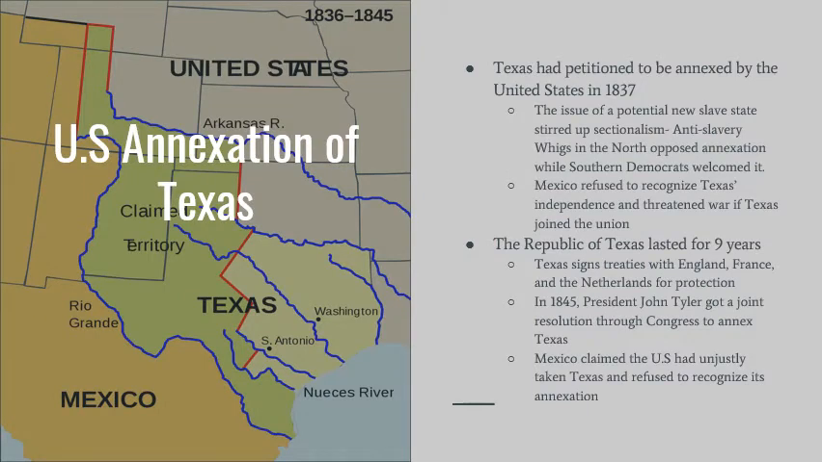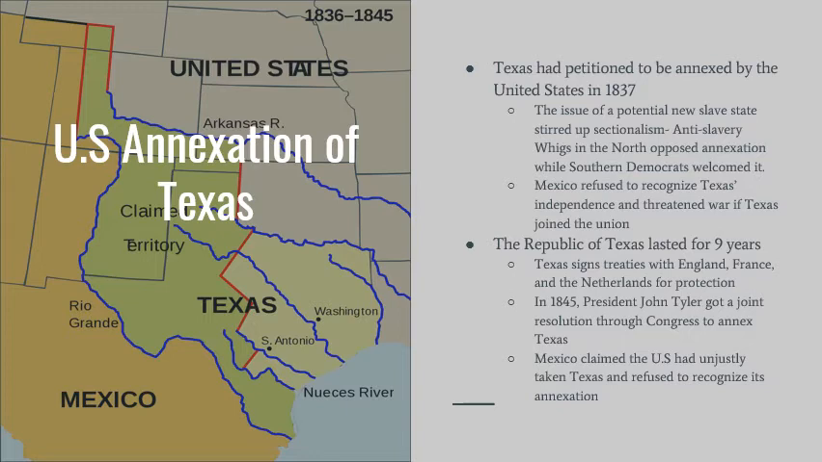One year after Texas wins independence from Mexico and becomes its own independent nation, it petitions to be annexed by the United States in 1837. And the main reason for that is that Texas feared Mexico's larger and superior military forces.